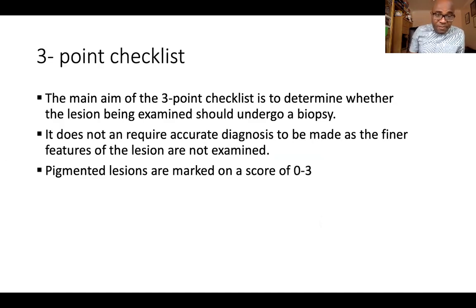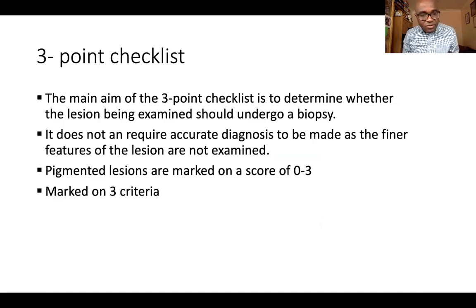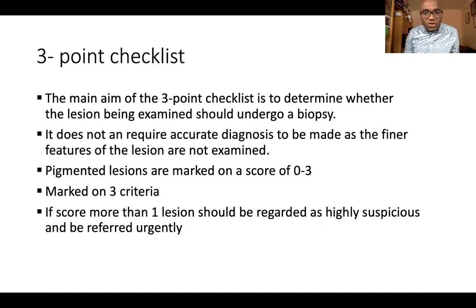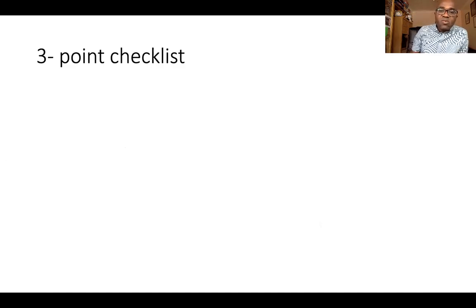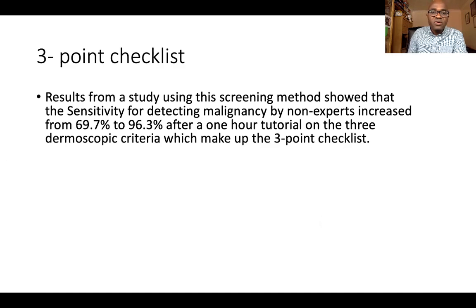and then pigmented lesions are marked from 0 to 3. Mark on the 3 criteria as I've explained, and each score is 1. Okay, a score greater than 1 is highly suspicious, and then you refer because of that. Okay, so a result from a screening study shows that the sensitivity of detecting malignancy by non-experts increased from 69.7% to 96.3% after an hour of tutorial using the dermoscopic criteria of the 3-point checklist, which is really good.